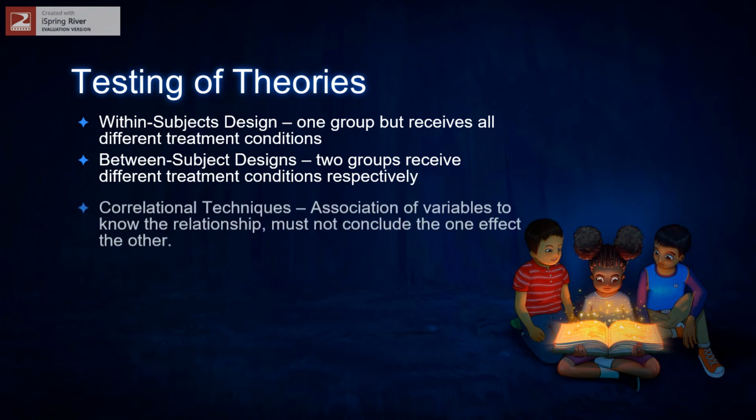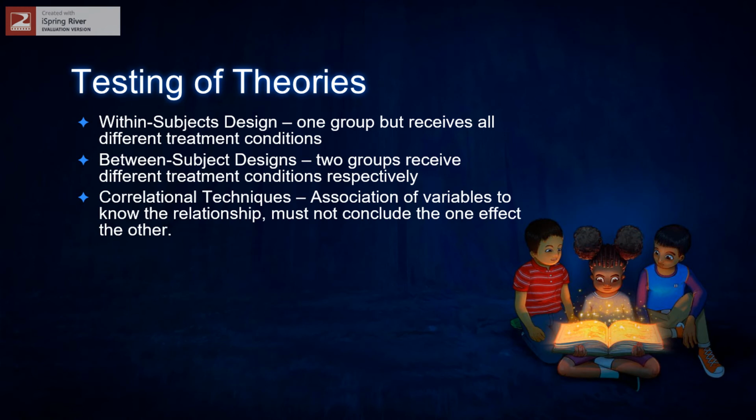And of course, when we are experimenting on certain theories of personality, we must use correlational techniques. It is the association of variables to know the relationship, where we must not conclude that one affects the other, or the other is affected by the one.